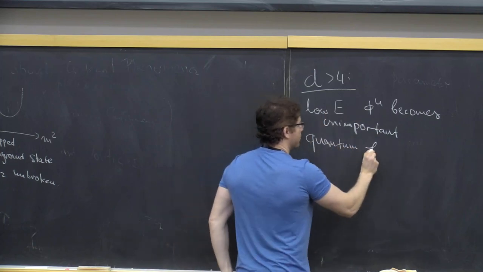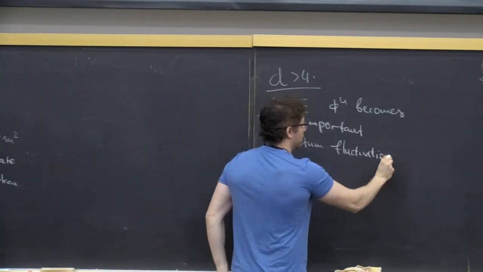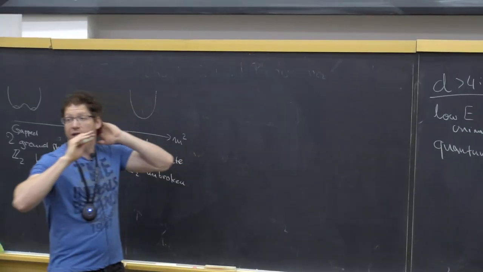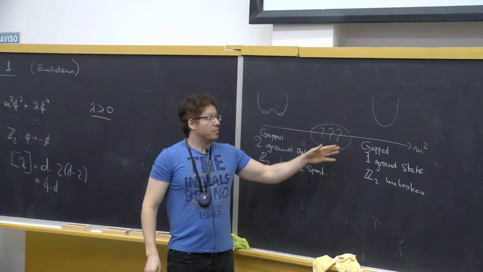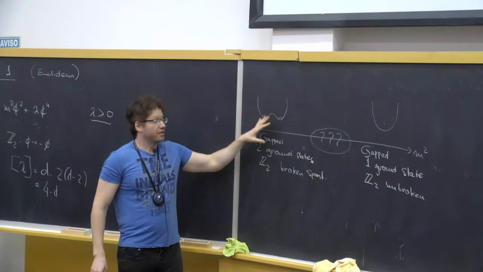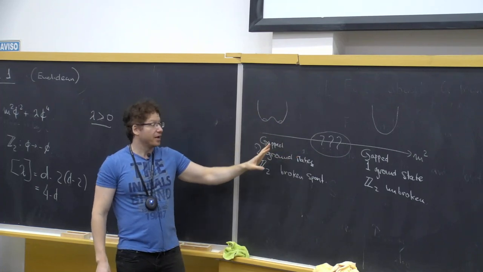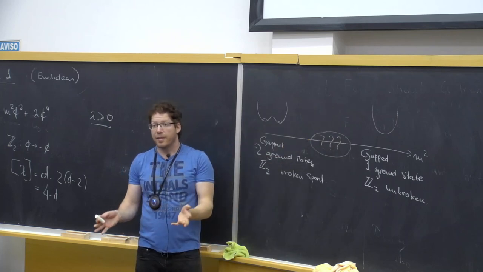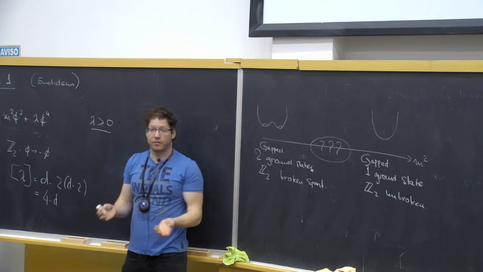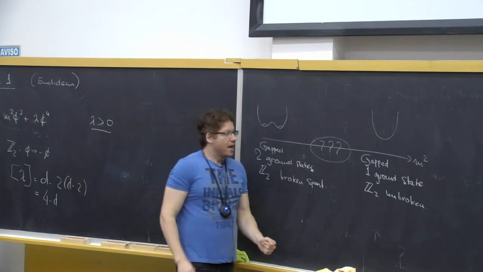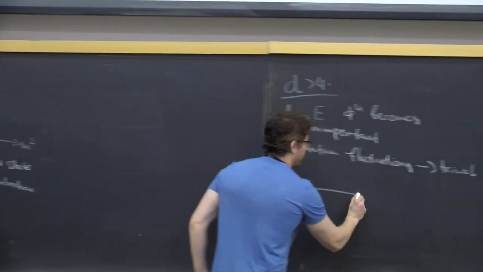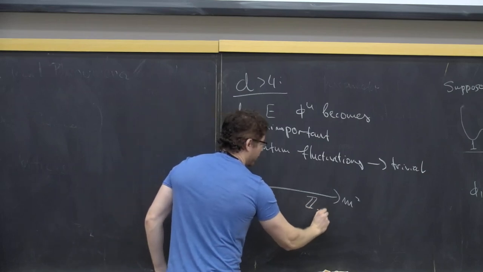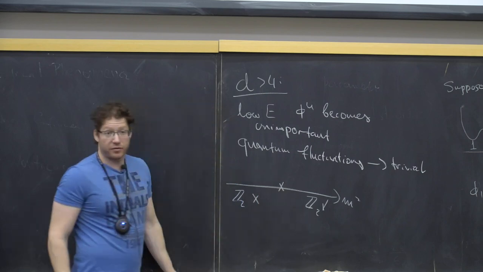Quantum fluctuations go to zero. They become trivial. And so in this case, our analysis is definitely valid both at large positive m squared as well as large negative m squared. And in fact, it's valid all the way to zero mass, because at low enough energies, the fact that the model is interacting and has quantum fluctuations makes no difference. And indeed, in this case, the phase diagram is quite simple. We have Z2 breaking on one side, and a Z2 preserving vacuum on the other side. And there is a second order phase transition.